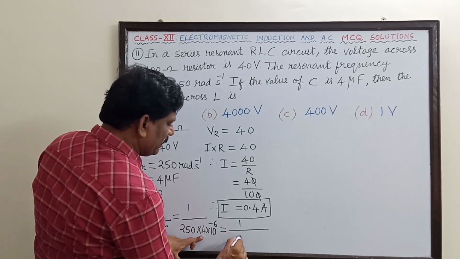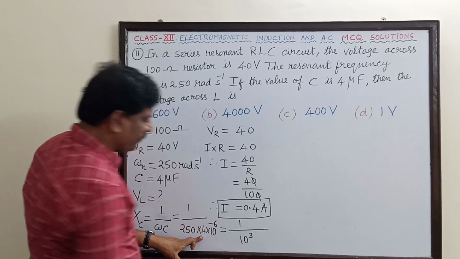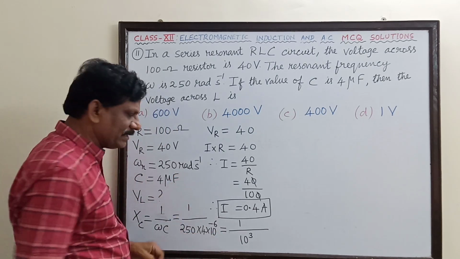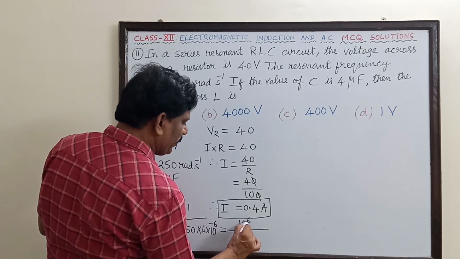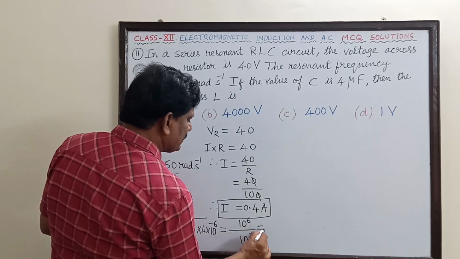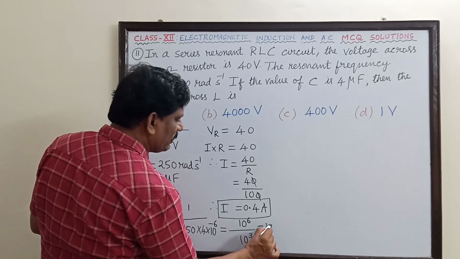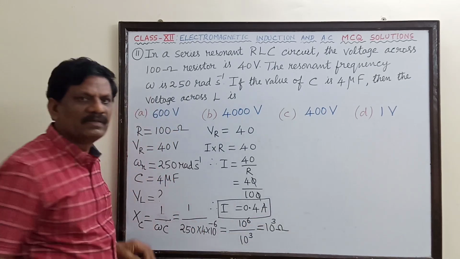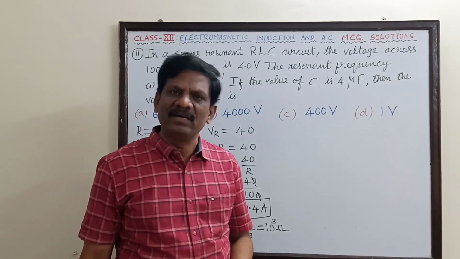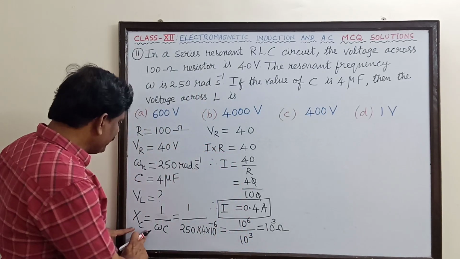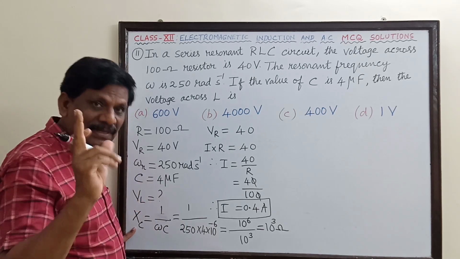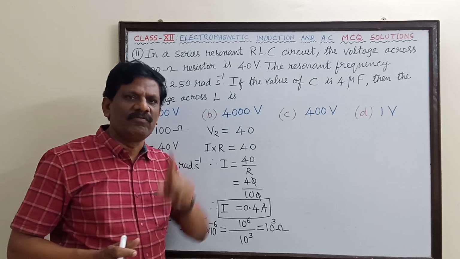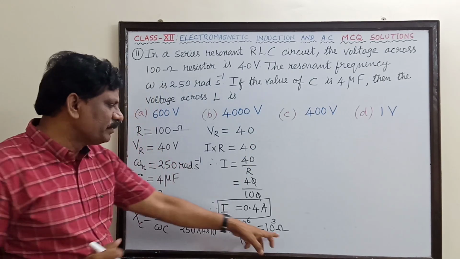That 1000 I will write as 10 power 3. This 10 power minus 6 will go up as 10 power plus 6. So 10 power 6 by 10 power 3 is equal to how much? 10 power 3 ohm. Very easily cancelling numbers they have given. Understand? Capacitive reactance is the resistance offered by the capacitor to the flow of AC, so it must be in ohm.